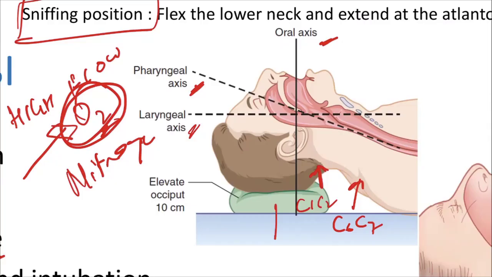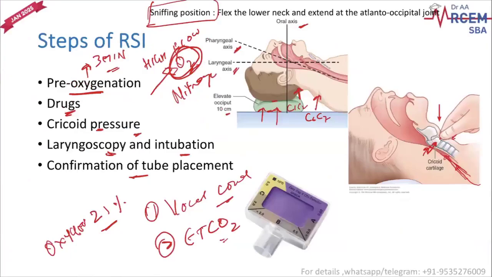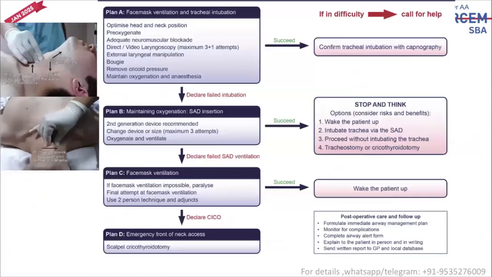To have the patient in the sniffing position, you elevate the occipital region by around 10 centimeters by placing a bed sheet or a small pillow. Usually a ring will be available in the operation theaters. If the same is available in your ED, you can use it to intubate the patient easily. So: pre-oxygenate, drugs, cricoid pressure, sniffing position, laryngoscopy, intubate, and confirm the placement of the tube.